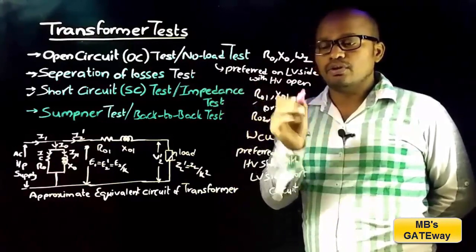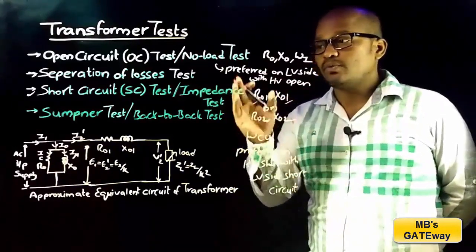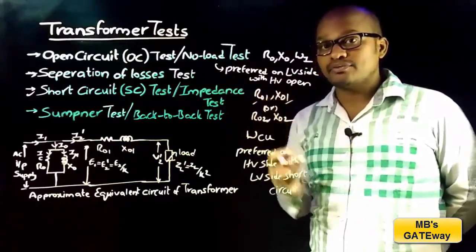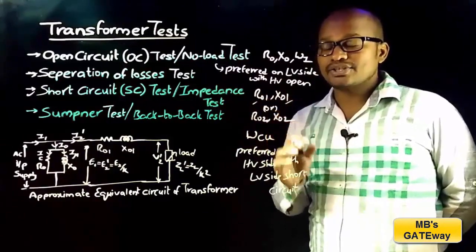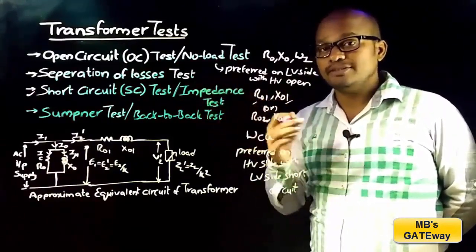Therefore, first let's discuss how to perform this short circuit test and how to find these R01 and X01 or R02 and X02, and also let's find out what happens if the short circuit test is performed on other than the preferred side of the transformer. And let's also discuss why UPF wattmeter is to be used in short circuit test to measure the input power.